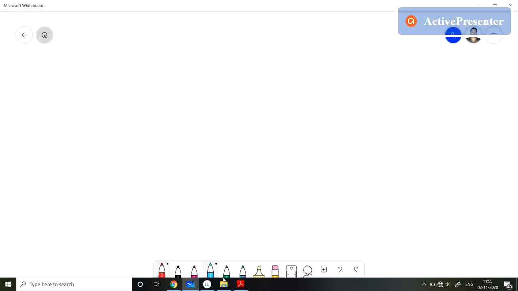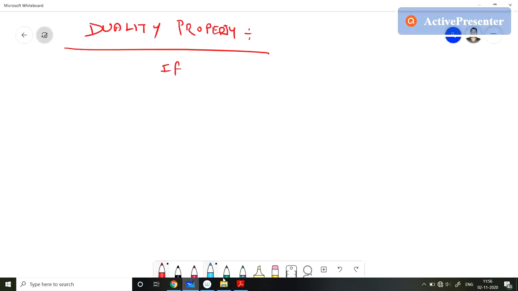So let us try another property, that is very important, and this property is called the duality property. According to this property, if g(t) has Fourier transform G(f), then capital G(t) has Fourier transform g(minus f).